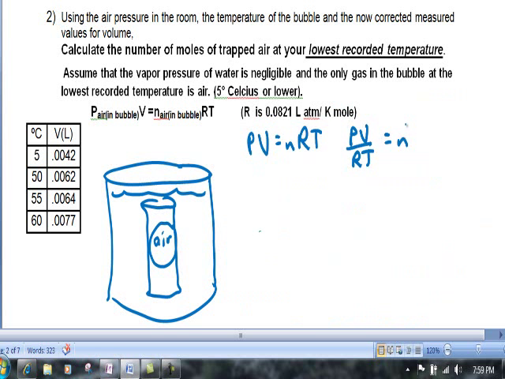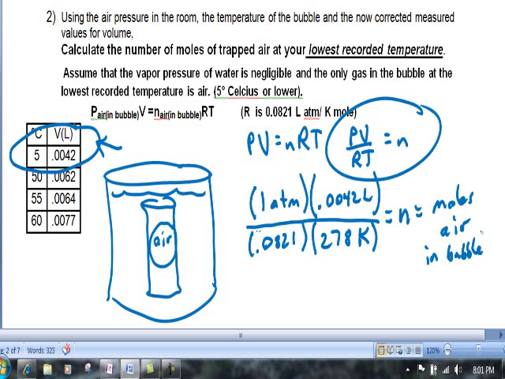So we'll start out our first calculation. We want to make sure we calculate the moles of air trapped in the bubble at the lowest recorded temperature, which for many of you will be near 5 degrees Celsius. In our sample set of data for this example video clip, at 5 degrees Celsius, our volume is 0.0042 liters. We can use this in PV equals nRT, rearranging to solve for the number of moles.